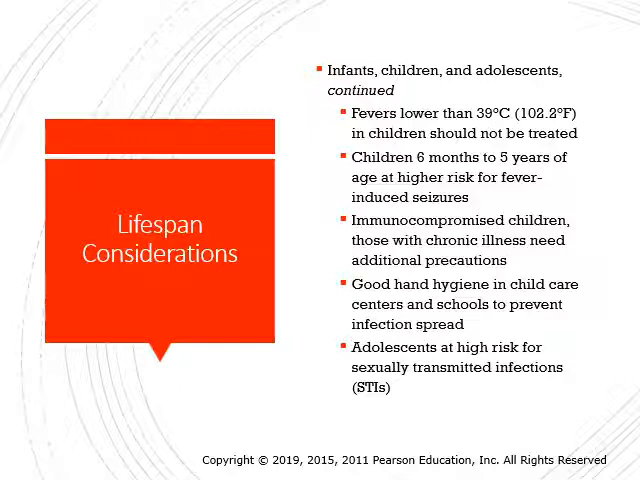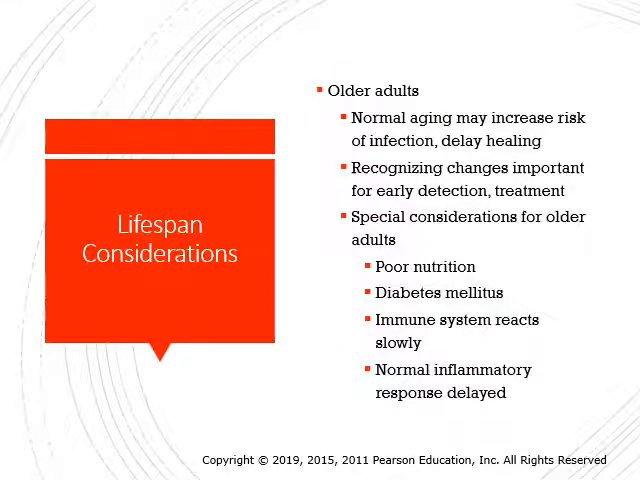Immunocompromised children, such as those with chronic illnesses, need additional precautions. Good hand hygiene in child care centers and schools is needed to prevent infection spread, and that's just logical, right? But this can be difficult to teach these little people. So it's just repetition, repetition, repetition: hand, water, and soap, friction. That's what we need to teach them. And then, of course, because of their impulsivity and lack of maturity, adolescents are at high risk for sexually transmitted infections.